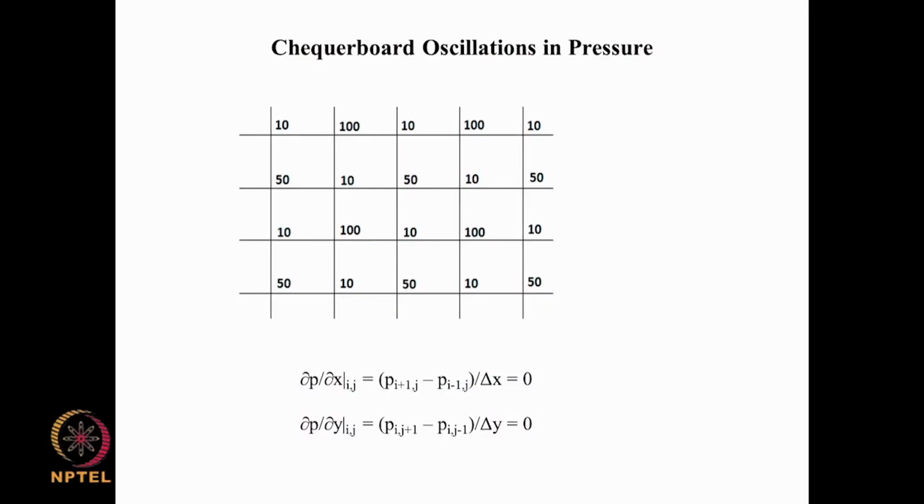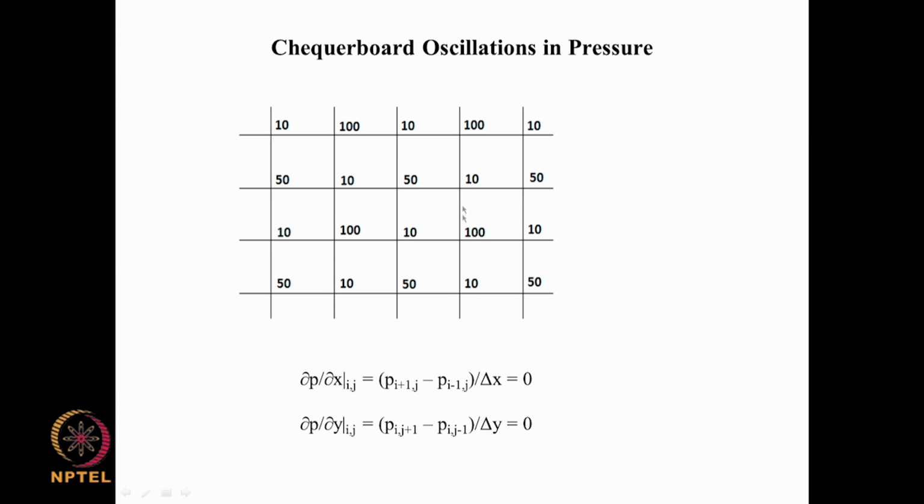Apart from this determination of pressure, we also have another problem with the evaluation of pressure in incompressible flows, and this is known as the checkerboard oscillation in pressure. In the screen here we have a Cartesian grid, and then you have the grid nodes at the intersection of the i equal to constant lines and j equal to constant lines.